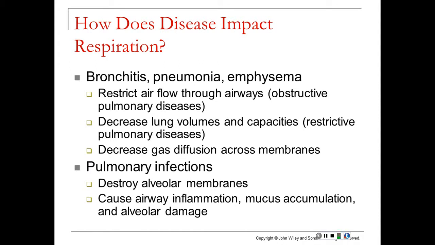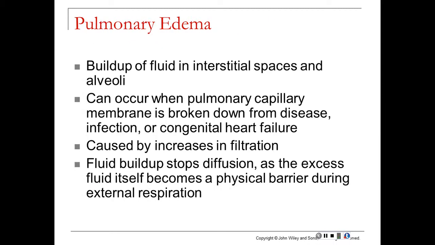Let's talk about some diseases in respiration. There's bronchitis, pneumonia, emphysema. These three disorders are going to restrict airflow, like obstructive pulmonary diseases. They can decrease lung volumes and capacities, which would be restrictive pulmonary diseases, or they can decrease diffusion rates across the membranes. There's also pulmonary infections that destroy alveolar membranes, causing airway inflammation, mucus accumulation, and even alveolar damage.